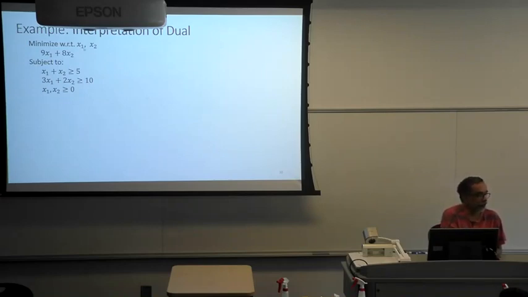Observe the coefficients here, okay? 9x1 plus 8x2, and here I have 1x1 plus 1x2 greater than or equal to 5. Well, I just took greater than or equal to, just for this example. And 3x1 plus 2x2 greater than or equal to 10. So this is my constrained optimization problem.